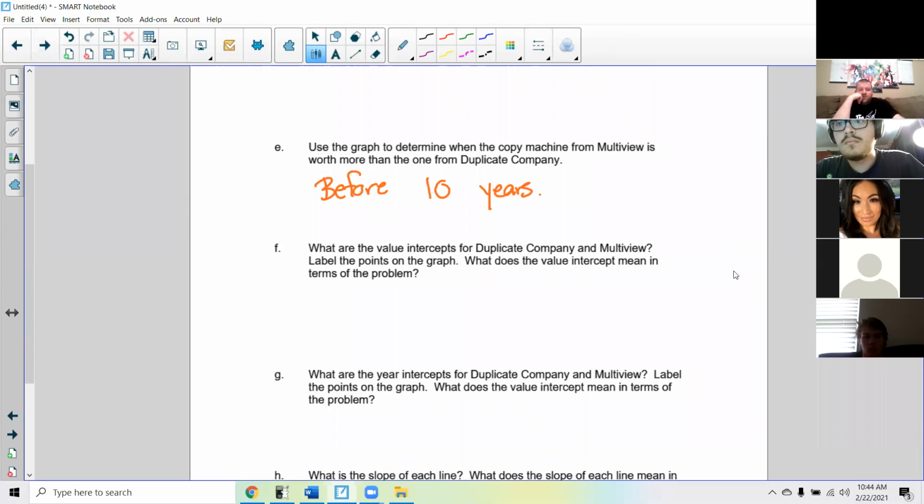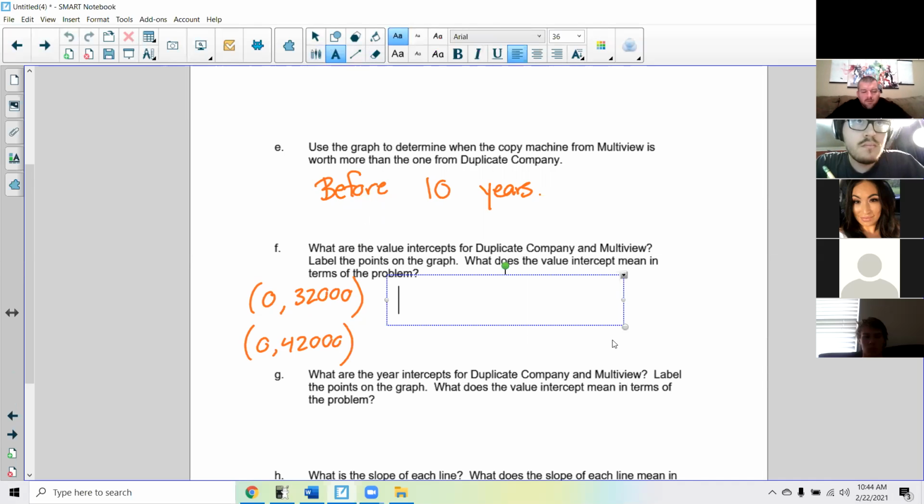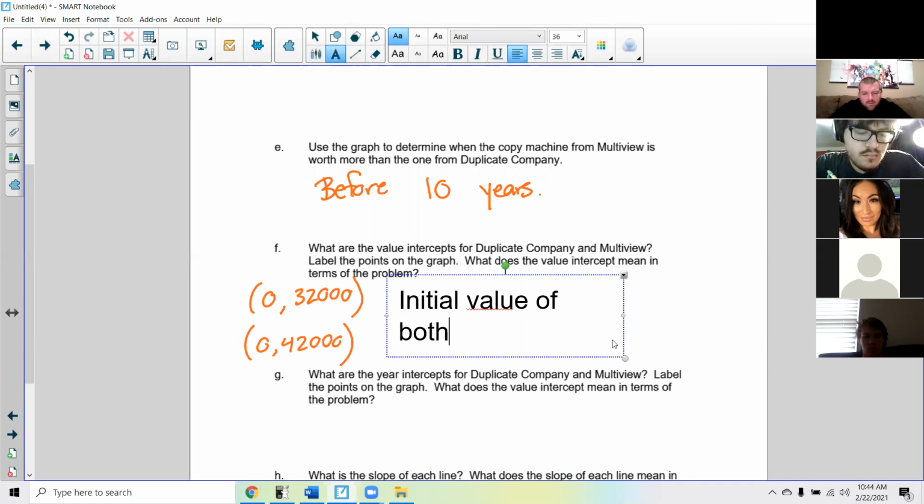Okay. It says, what are the value intercepts? Well, that's going to be (0, 32,000) and (0, 42,000). And we say that is the initial value of both machines.